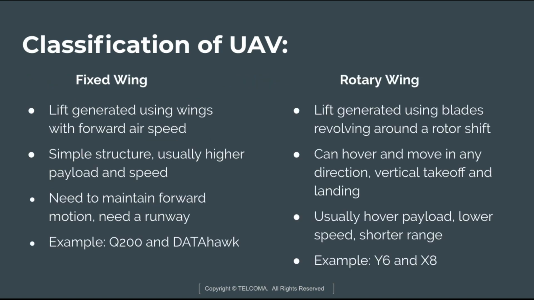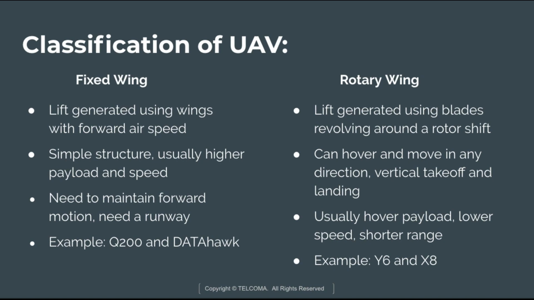Next is the classification of UAV, that is fixed wing and rotary wing. So there are two types of UAV, fixed wing and rotary wing. The fixed wings generate lift by using wings with forward air speed, whereas rotary wings generate lift using blades revolving around a rotor shaft.